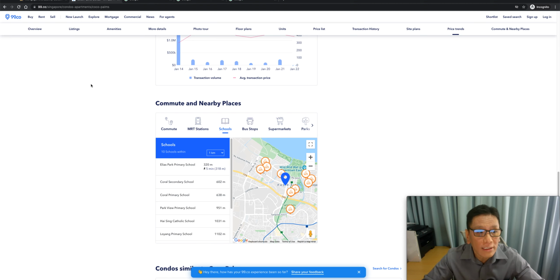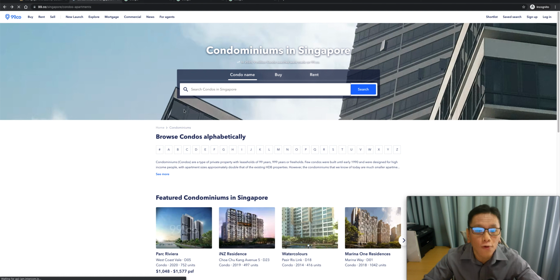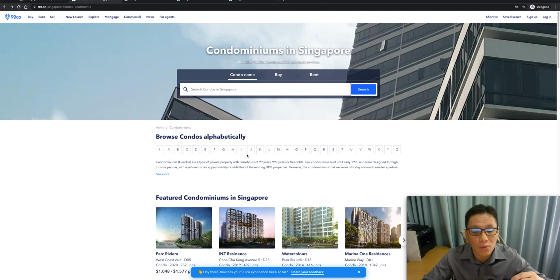So use this website, very powerful. When you're doing your research, just key in the condominium name that you want inside here, and you can go and find out what the price trend is.